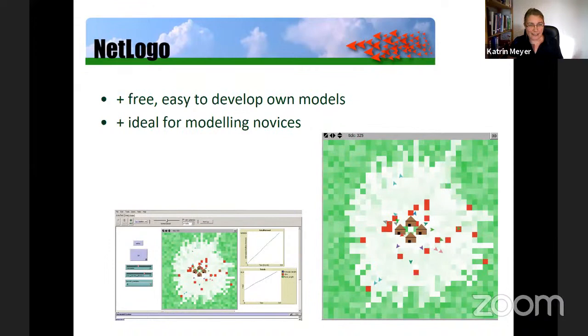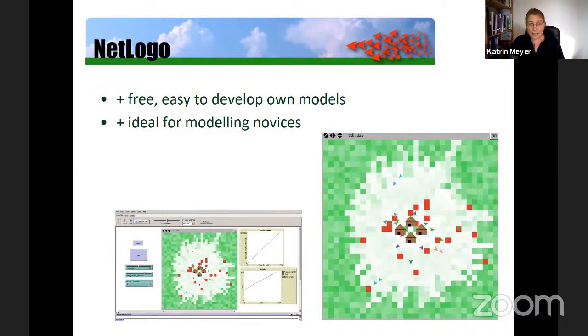I think it's ideal for modeling novices because you always see everything you do, and the code looks almost like an English text. You can just download it within 5 minutes or so. And then there are nice tutorials for self-learners. I recommend tutorial number 3, but 1 and 2 are also fine.